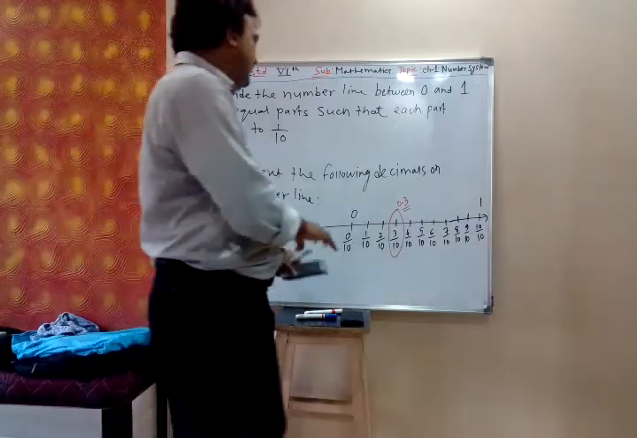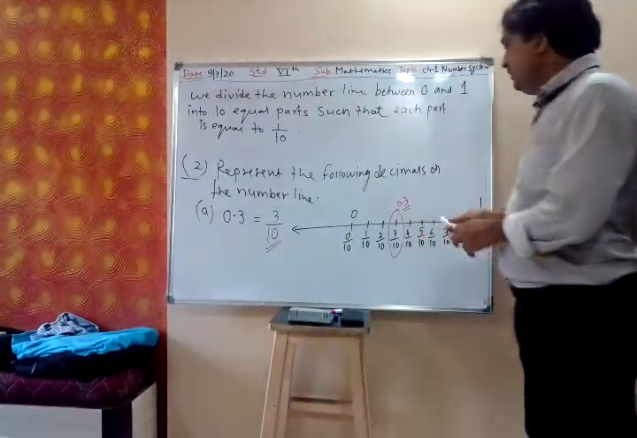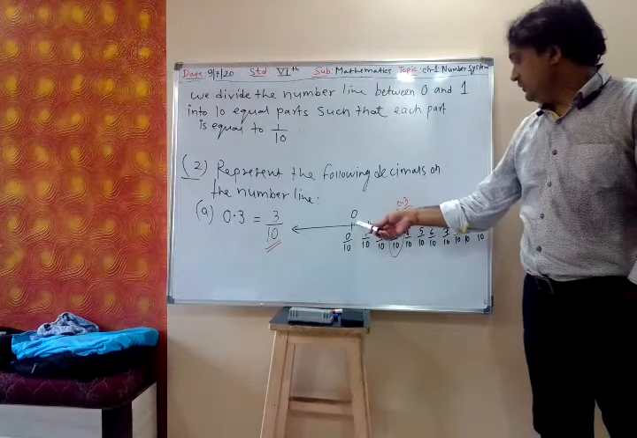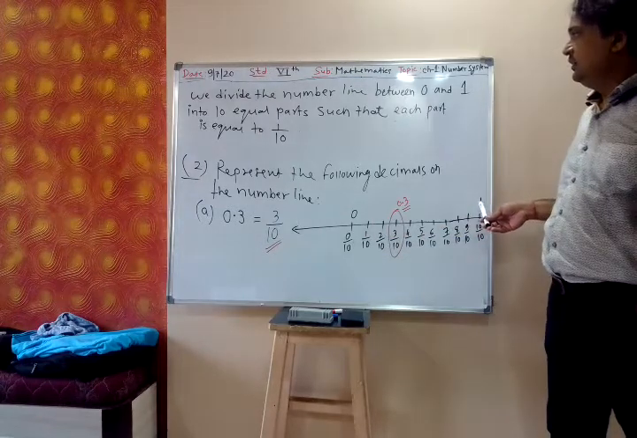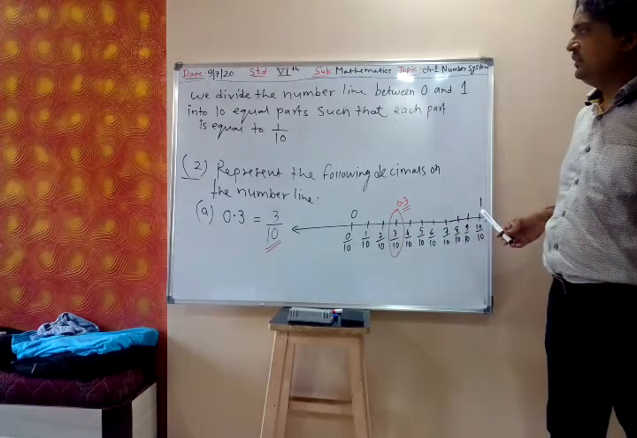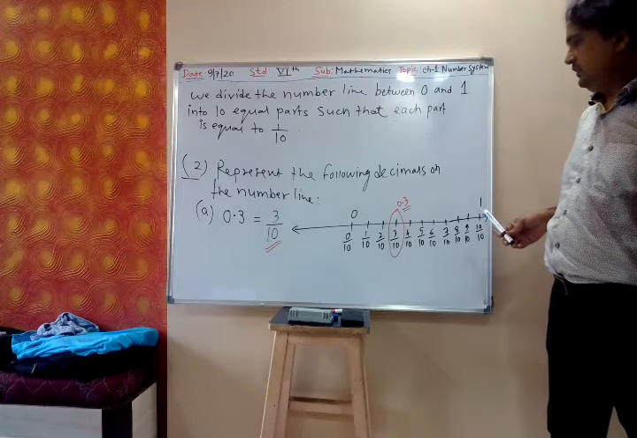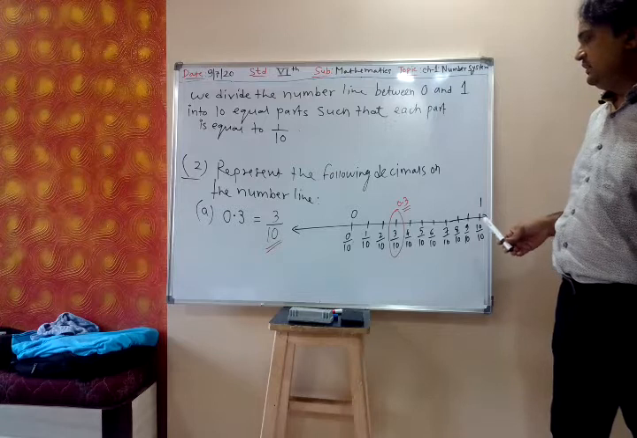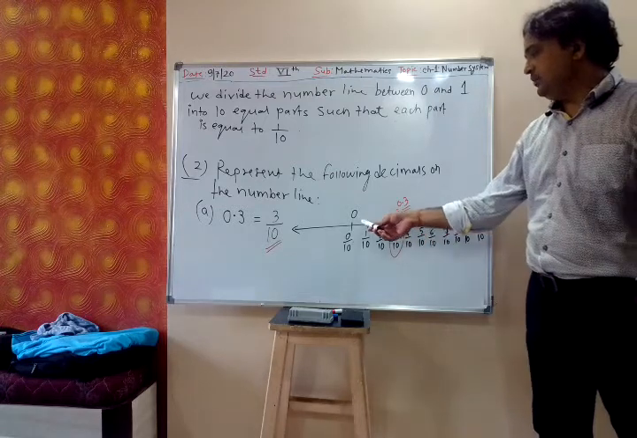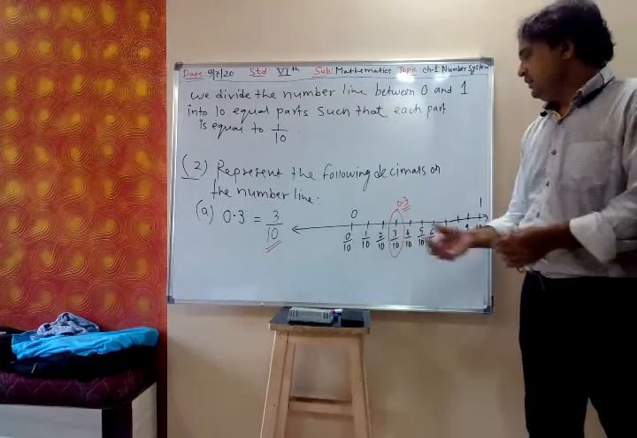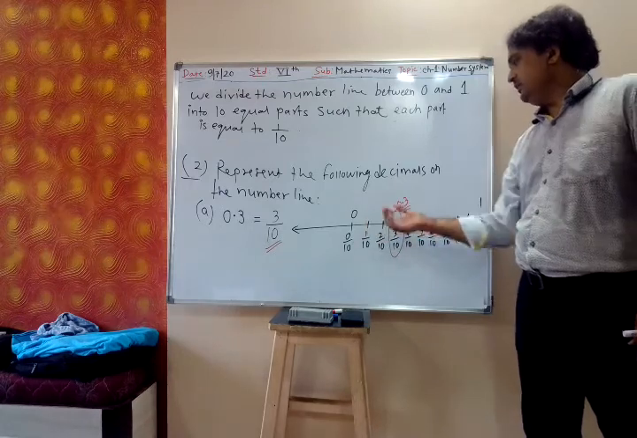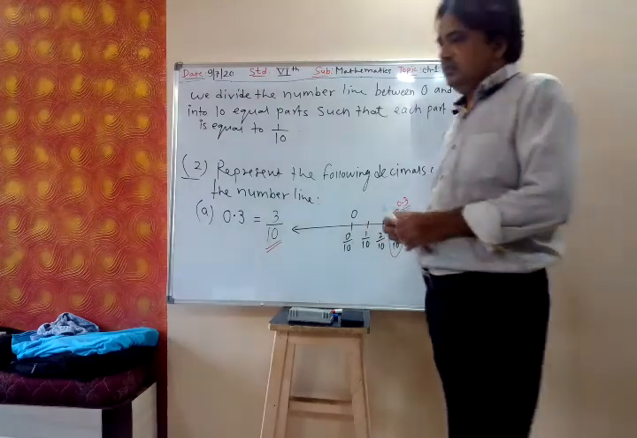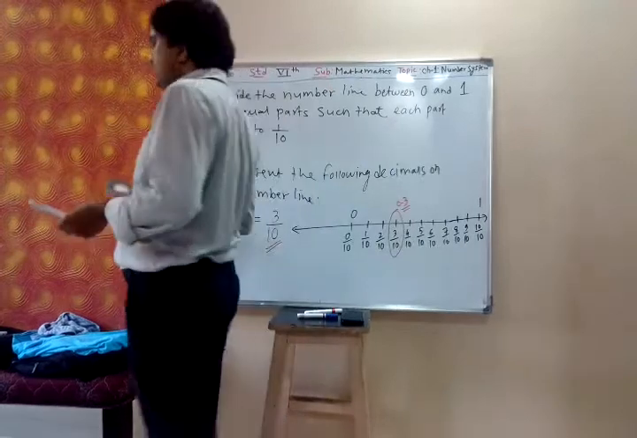We divide the number line between 0 and 1 into 10 equal parts, such that each part is equal to 1 upon 10. The width of each part is 1 upon 10. No break. We are already going slow.